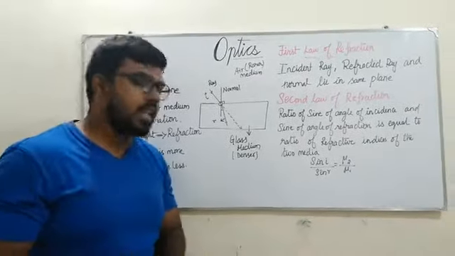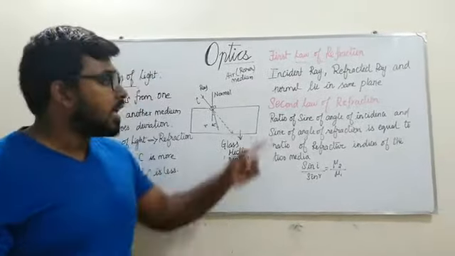The second law of refraction states that the ratio of sine of angle of incidence and sine of angle of refraction is equal to the ratio of refractive indexes of the two media. As the media are different, the refractive indexes also vary. So that can be expressed as sin i by sin r equal to mu 2 by mu 1. This is also known as Snell's law, where mu represents the refractive index of the medium. So simply we can say that the ratio of the sine of the angle of incidence and the sine of the angle of refraction is equal to the ratio of refractive indexes of two media.